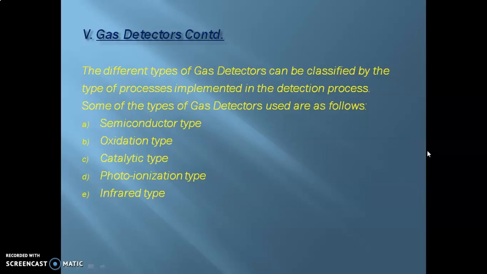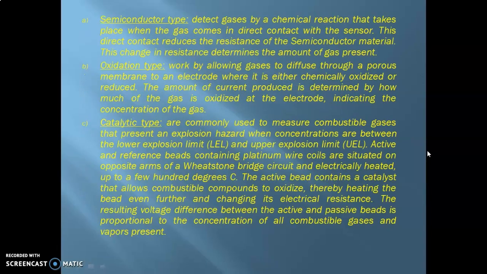Next, the different types of gas detectors can be classified by the different types of processes that are implemented in the detection process. Some of the different types of gas detectors that are commonly used are as follows: A. The semiconductor type, B. The oxidation type, C. The catalytic type, D. The photoionization type, and E. The infrared type. Next, we will be talking about each of these types of gas detectors in a bit of detail. So let's start with A, the semiconductor type of gas detectors.